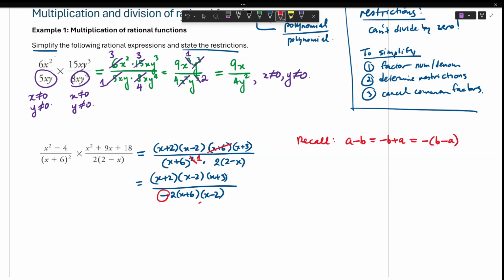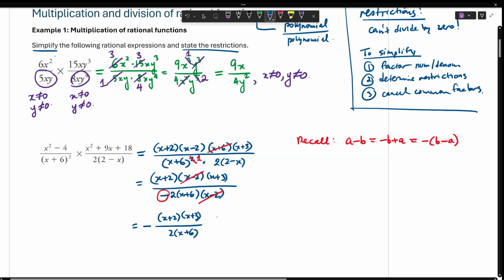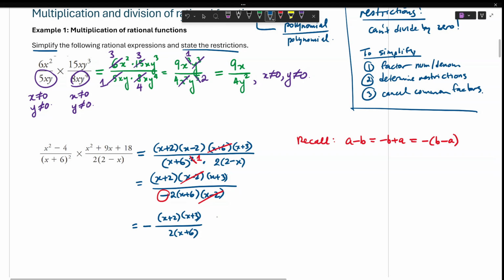Now that we've done that, we can cancel that x minus 2 out as well. Final answer, x plus 2, x plus 3 over negative 2x plus 6. Now remember that when you divide a positive by negative, you just get a negative. So it would be equally correct to put this negative out in front like this. Okay, that's the simplified expression.